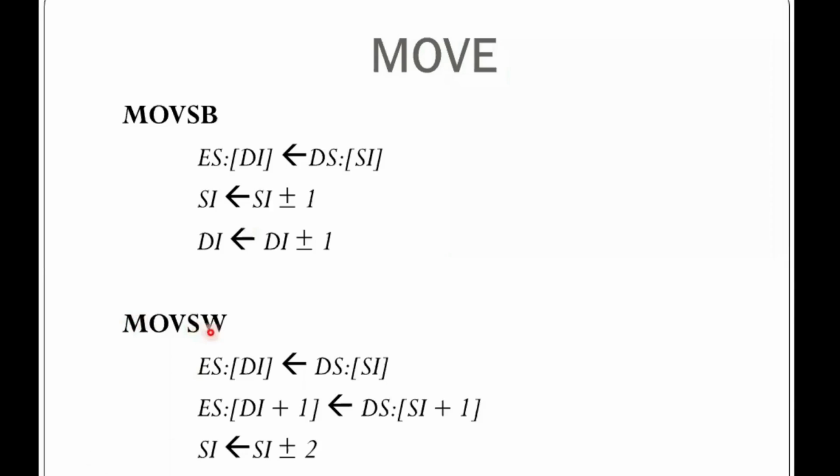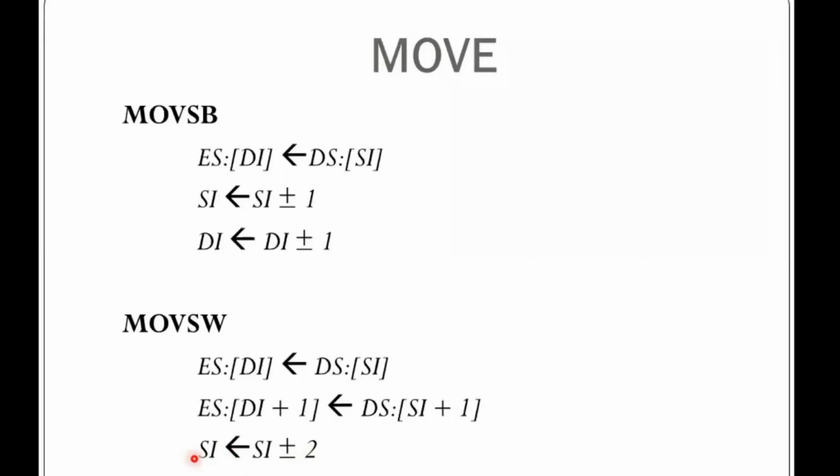In case you understand MOVSB, MOVSW is a 16-bit operation. You are not transferring 1 byte at a time. You are transferring 2 bytes at a time. I repeat, 2 bytes. The first byte of the data segment goes to the first location of the extra segment, and the second byte, SI plus 1, goes to the second location of the extra segment. This time, since you are transferring 2 bytes at a time, a 16-bit operation, you have to either increment or decrement by 2.